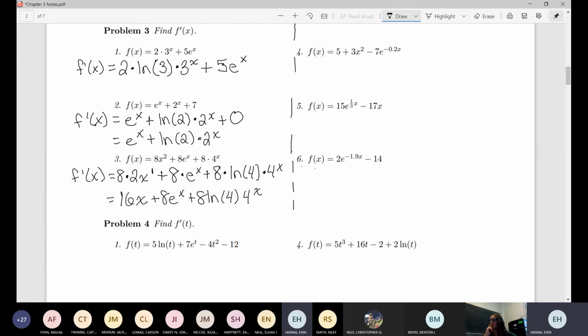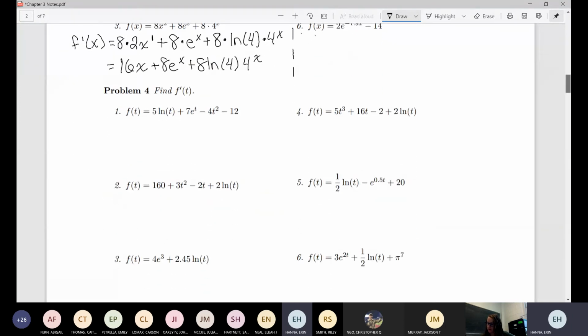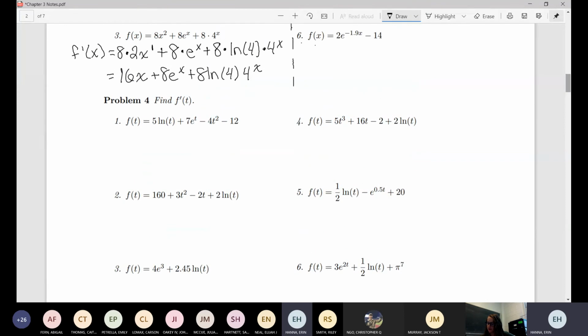Questions, concerns on any of those? All right. So let's do 3 that include some natural logs here now. And then again, we'll hit that second column on Wednesday.